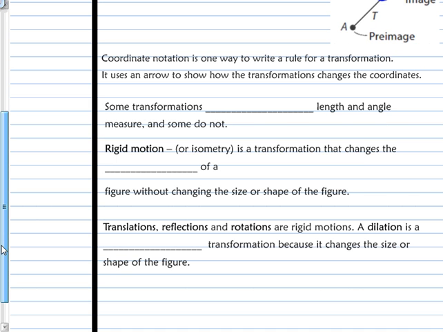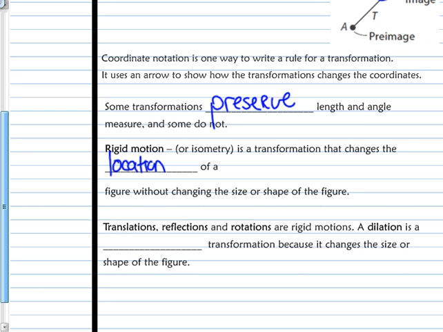Some transformations preserve length and angle measurements, and some do not. Rigid motion, or isometry, is a transformation that changes the location of a figure without changing the size or shape of the figure. So if it's simply moving places, then it's rigid. But if it's also becoming larger or smaller or becoming a different shape, then that would be called non-rigid. Translations and reflections and rotations, those are all rigid motions. The actual shape doesn't change, just the location or the position of the shape changes.